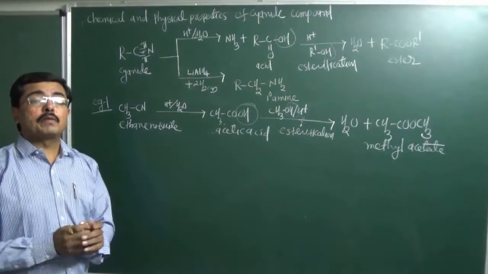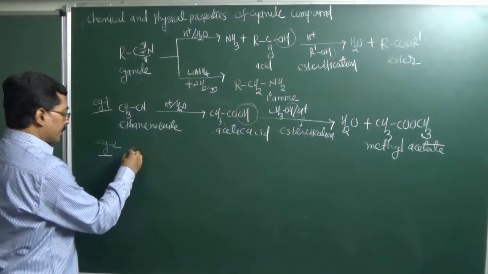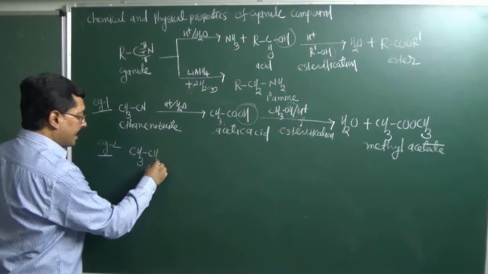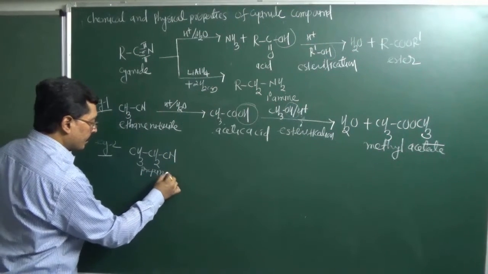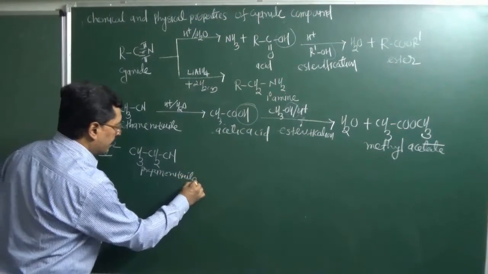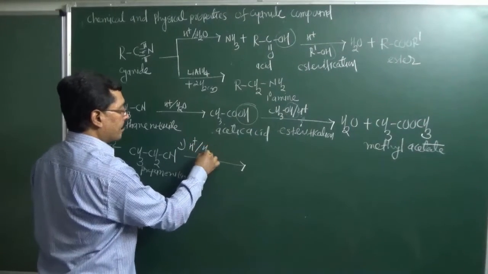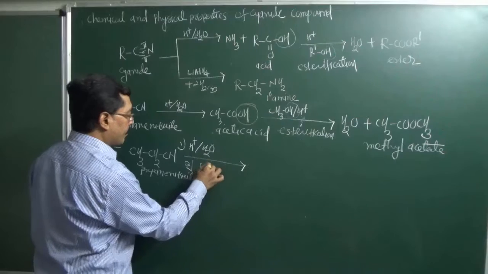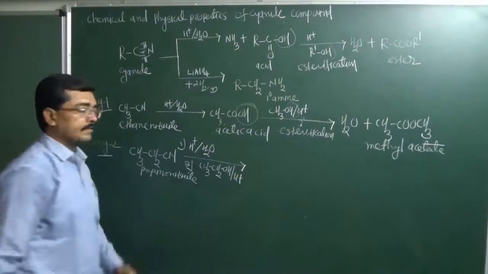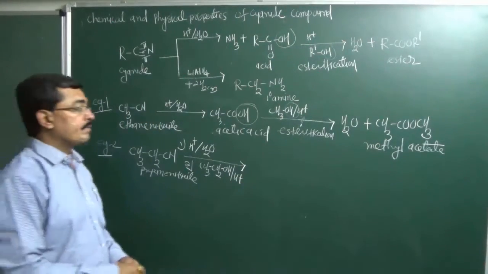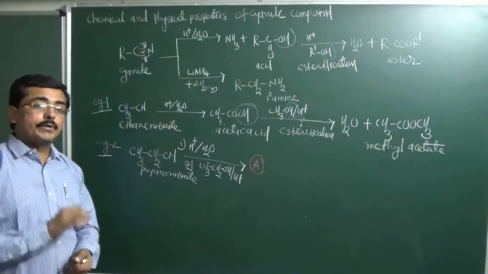Now directly you have to write what will be the final product of our example number 2. Suppose I have taken propane nitrile. Now with this propane nitrile, two things we are doing. First we are doing hydrolysis in the presence of acid, and second, whatever product is obtained, it is allowed to react with ethanol in acidic medium. Then what will be the final product? This you have to write. Now 1 minute time is given to you, try to solve.